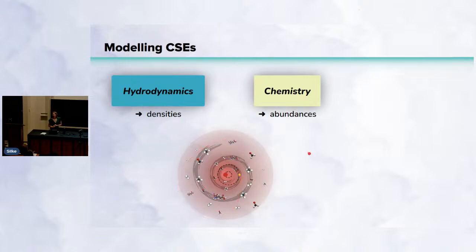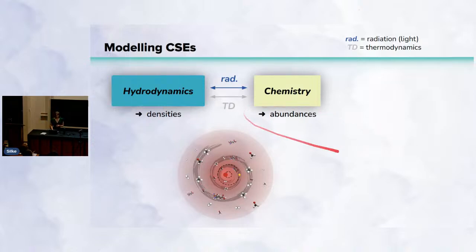However, these are not loose from each other. They're connected by radiation, or light. So these can interact via processes with light and also some thermodynamics, which is the exchange of heat and energy. In that way, chemistry and hydrodynamics can basically interact. So we really need these three elements as a whole in order to model our system.